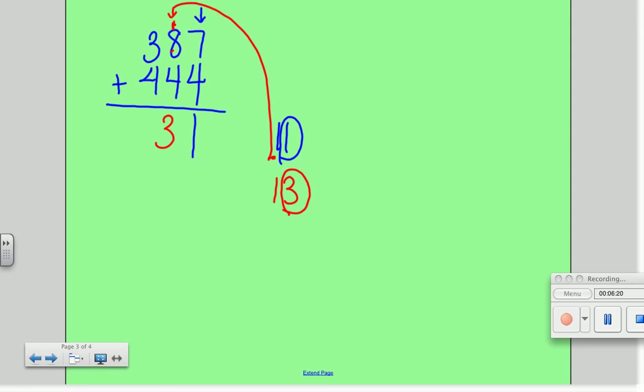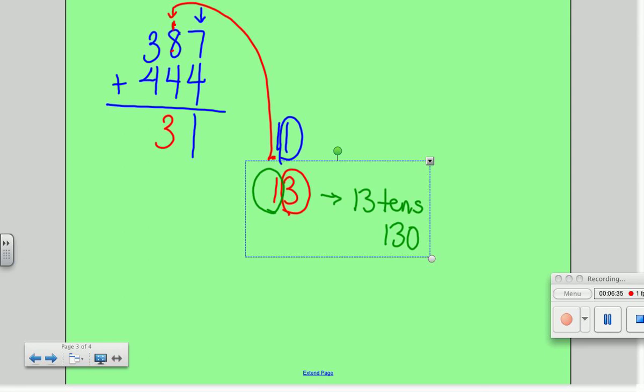But this 10 tens isn't allowed to belong. 13 tens is 130, right? So the 3 went in the tens to be the 30. That extra 10 tens is actually 100. So we're going to put those 10 tens as 100 up here. We're going to regroup them up here. So now I have 1 and 3 and 4 hundreds. 1 and 3 is 4, and 4 more is 8.